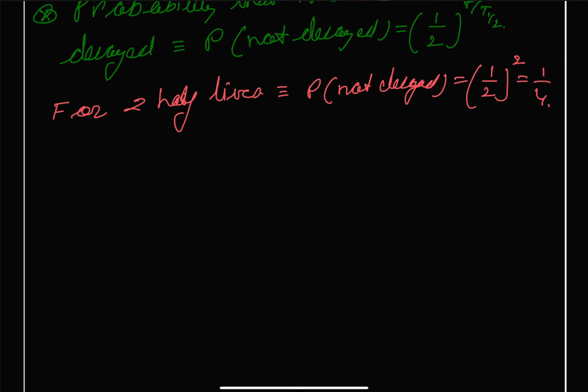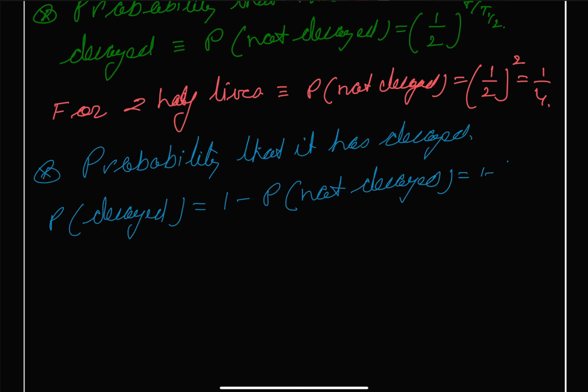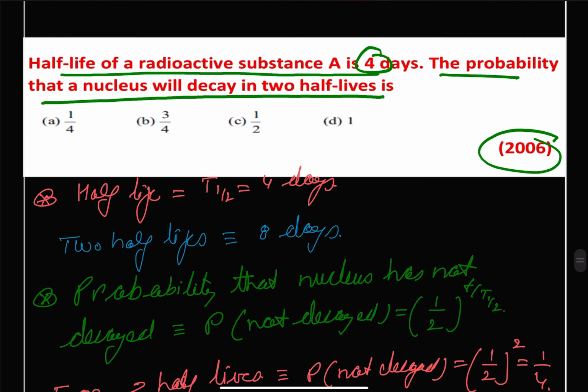So therefore we can say that the probability that it has decayed, let us call this probability P decayed, will be equal to 1 minus P not decayed, which is 1 minus 1 by 4, giving us 3 by 4. So option B is correct.